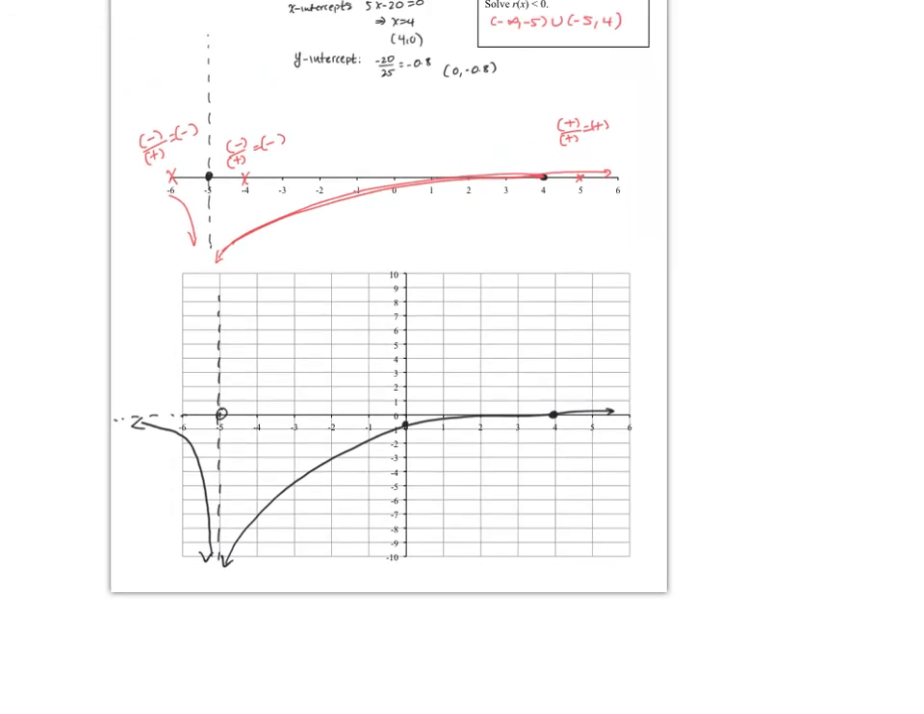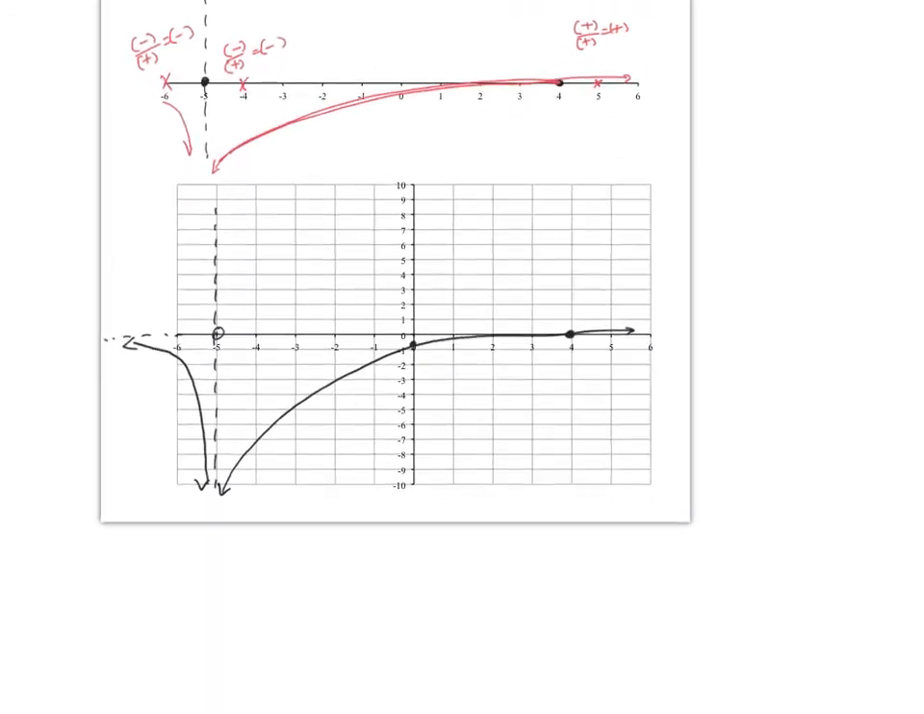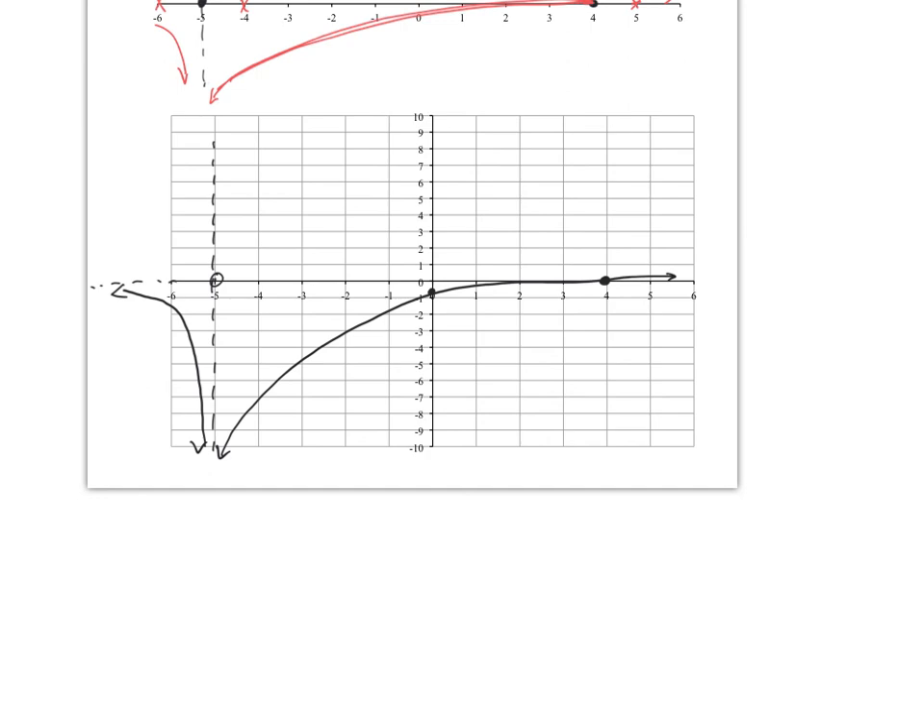Now, the question is not asking you about that right now, but you can see that f of x goes to minus infinity as x approaches minus 5 from the right side, and f of x goes to also minus infinity as x approaches 5 from the left side.